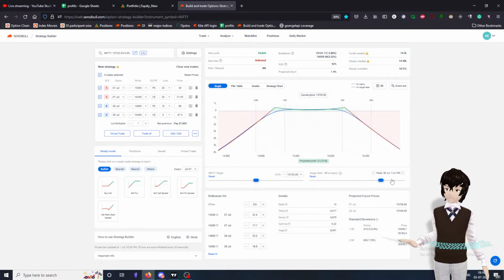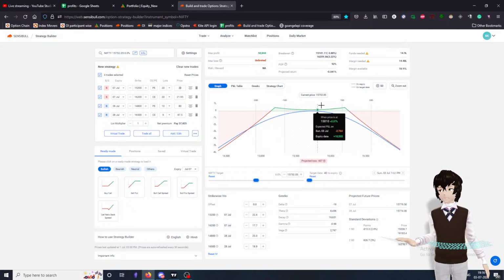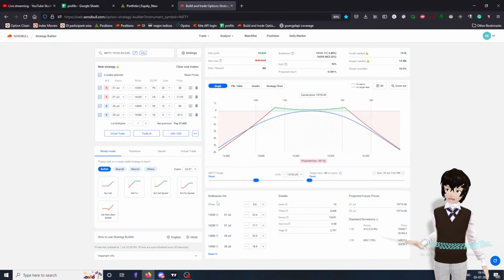Let's see, 1.4%. Yeah, 1.4% is kind of like a sweet spot. If you want to get more, you can obviously go closer and then sell. But yeah, it really depends on you. So this is what you want to do if there is a sideways market.